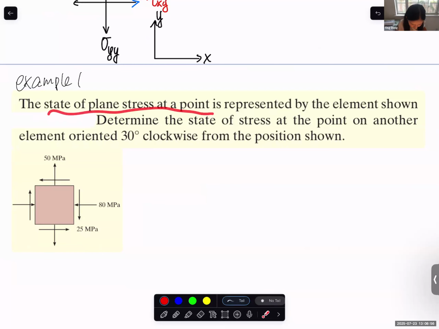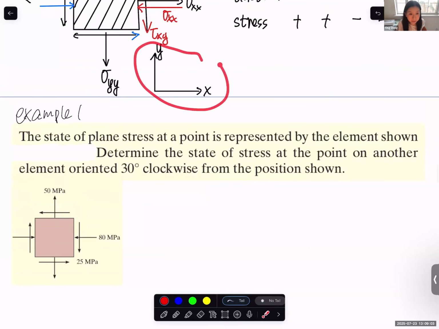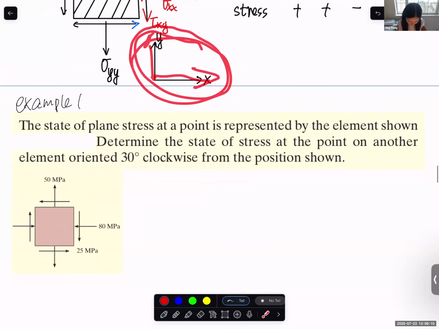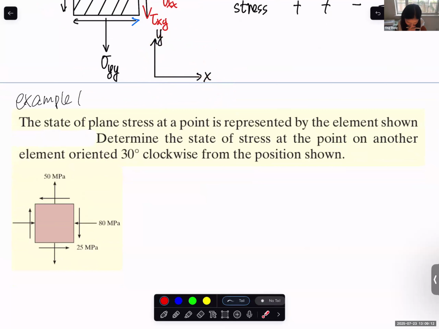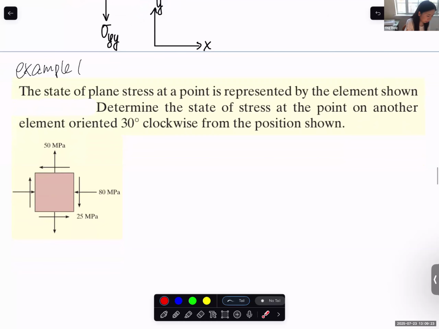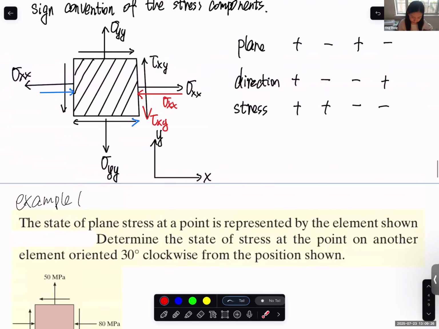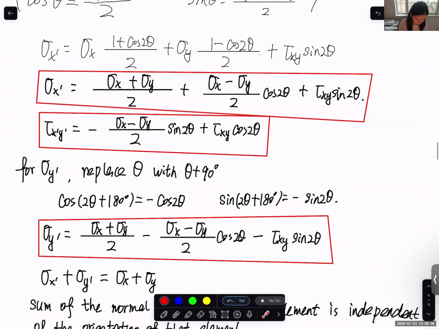The plane stress state is given here, and of course, when the coordinate system is not given, you always use this one as the coordinate system. This is always left to right positive x, upward positive y. Determine the stress state at a point on another element oriented 30 degrees clockwise from the position shown. And of course, we have the equations already. Let's move the 3 equations here. Let's move the first one.